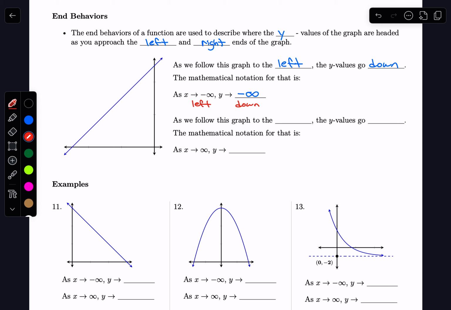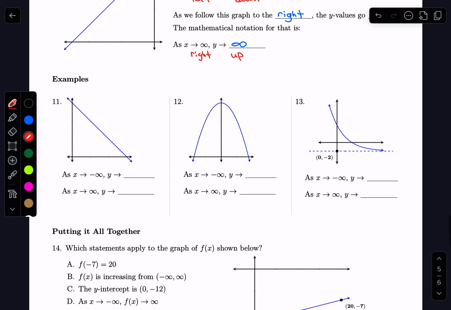Okay? On the right side of the graph, this arrow over here is going up and to the right. So we can say that as we follow this graph to the right, the y values go up. And the mathematical notation is that as x approaches infinity, that arrow means approaches, y approaches also positive infinity. So as we look to the right side of this graph, the graph goes up. Okay, as x goes left or right, so negative infinity or positive infinity, y goes either up or down to positive infinity or negative infinity.